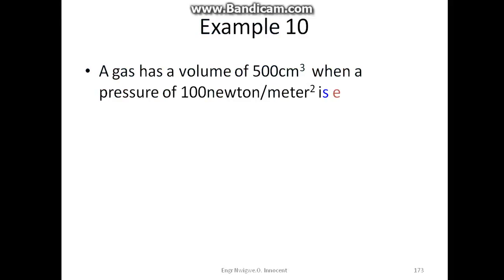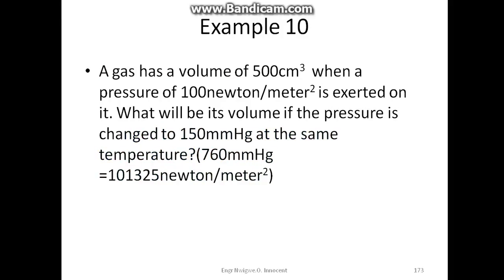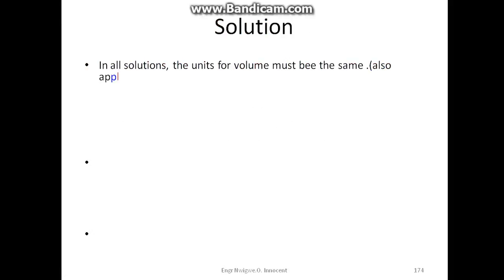Example 10. A gas has a volume of 500 cm cube when a pressure of 100 Newton per meter squared is exerted on it. What will be its volume if the pressure is changed to 150 mm of mercury at the same temperature? 760 mm of mercury equals 101,325 Newton per meter squared. Solution. In all solutions, the unit for the volume must be the same. This also applies to the unit of pressure and temperature.